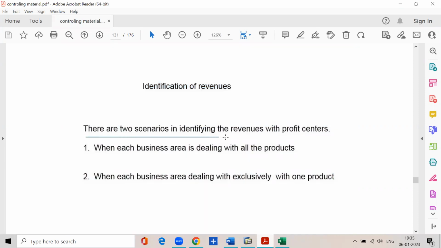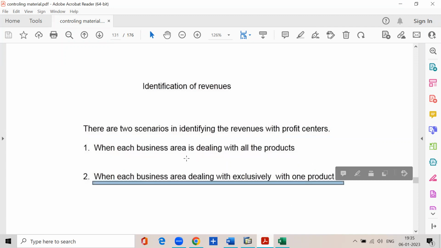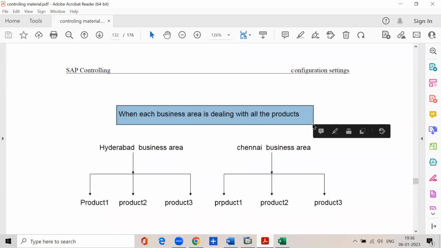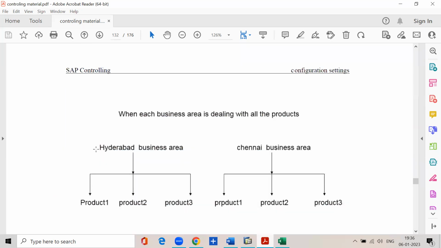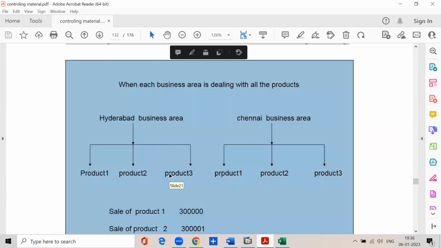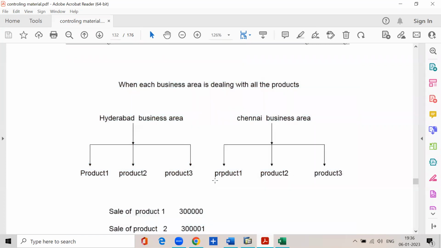There are 2 scenarios in identifying the revenues with the profit centers. Number 1, when each business area is dealing with all the products. Number 2, when each business area is dealing exclusively with one product. Let us see both the scenarios. When each business area is dealing with all the products, here we have the Hyderabad business area and the Chennai business area. In Hyderabad business area we are selling product one, product two, product three. In Chennai business area also, we have product one, product two, and product three.